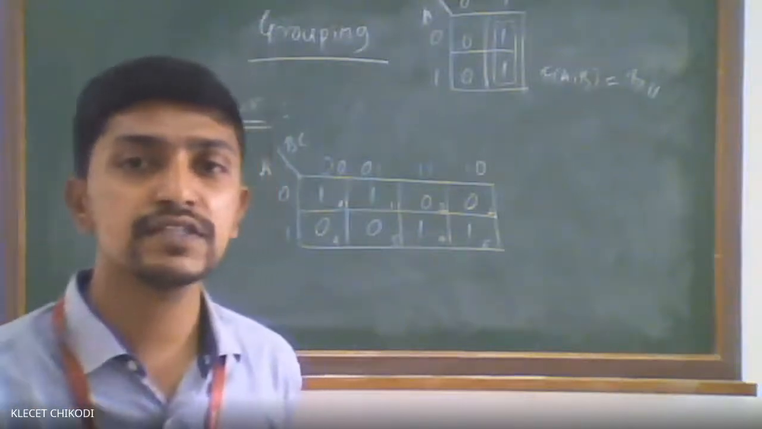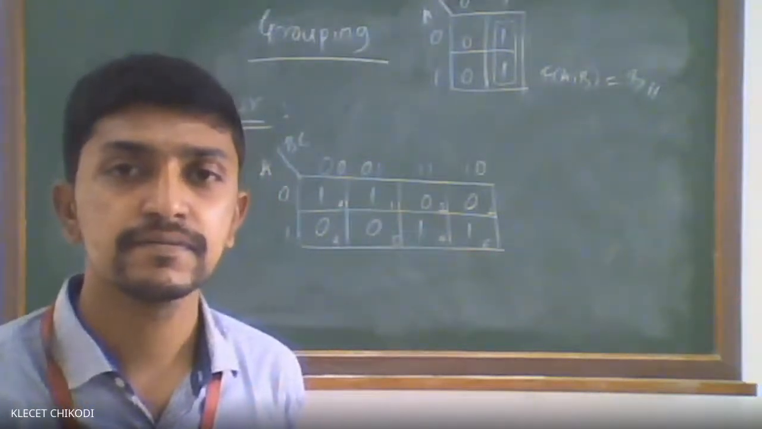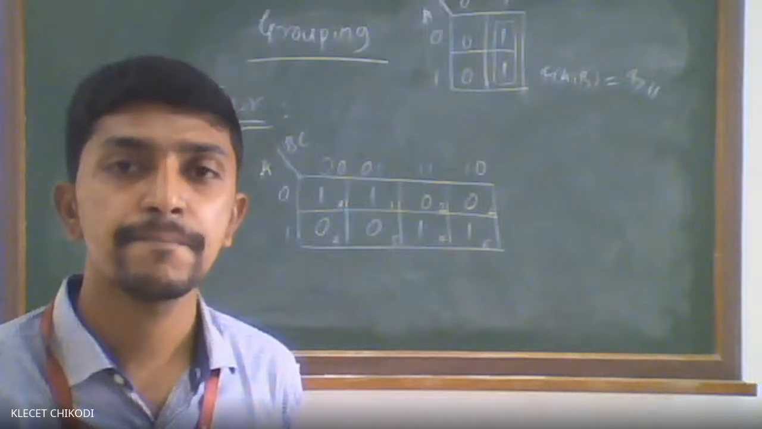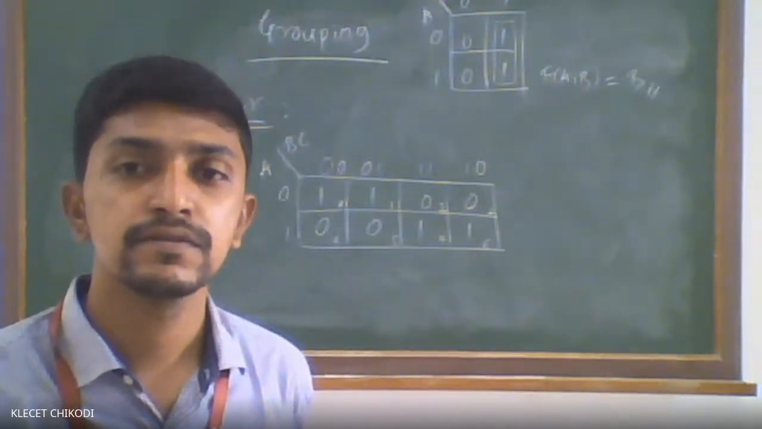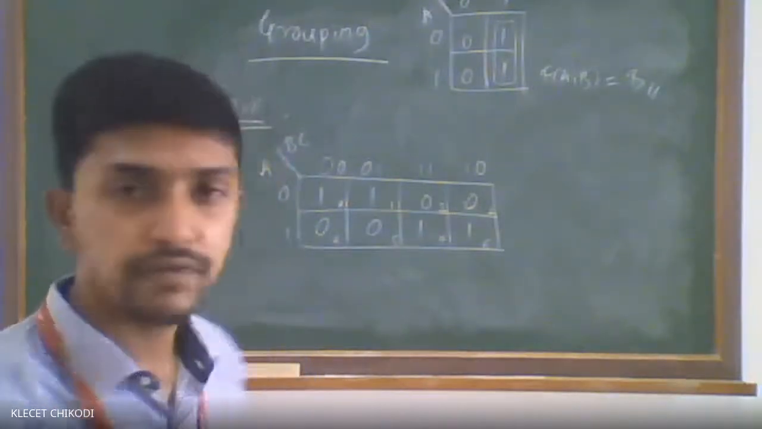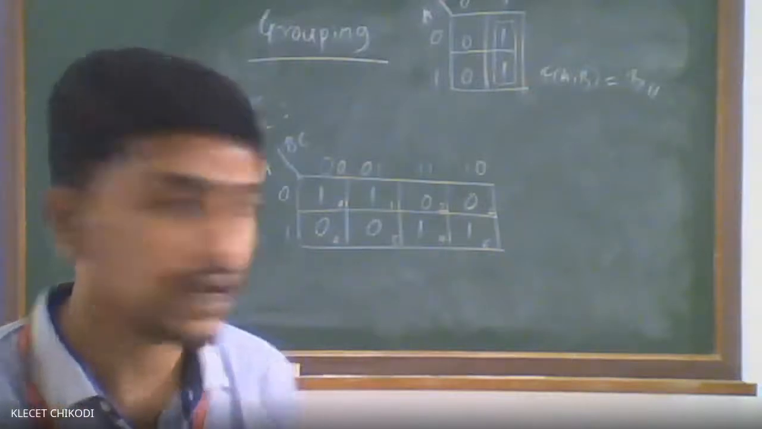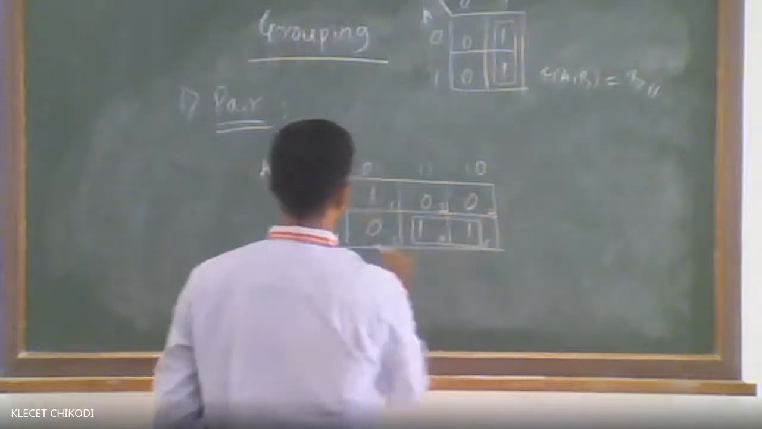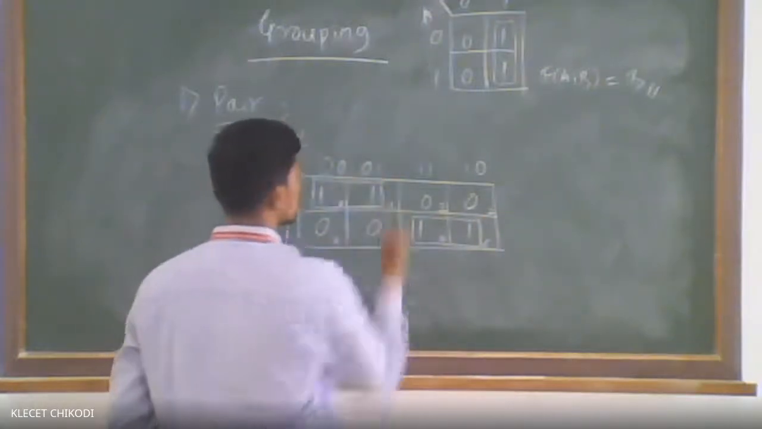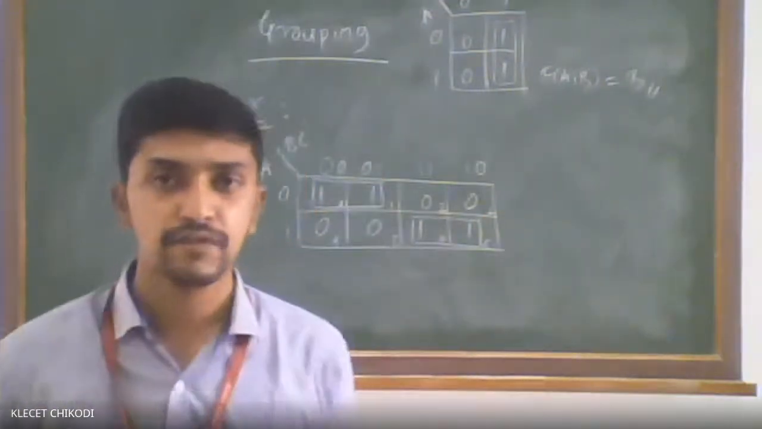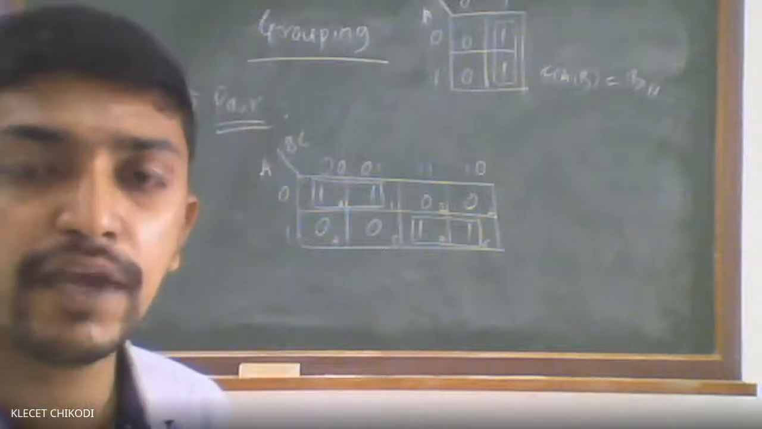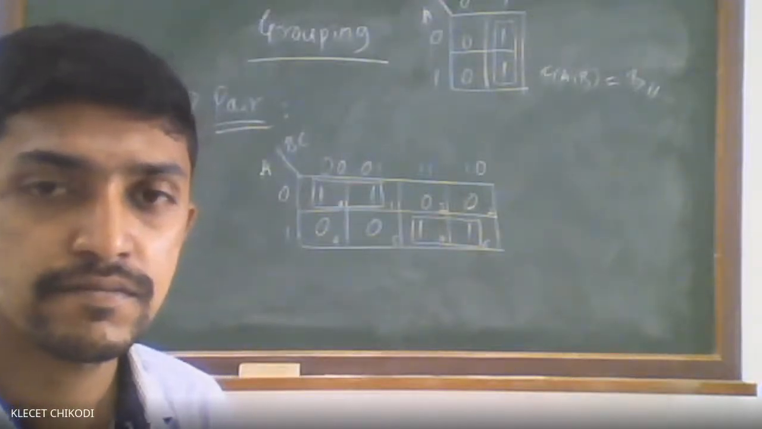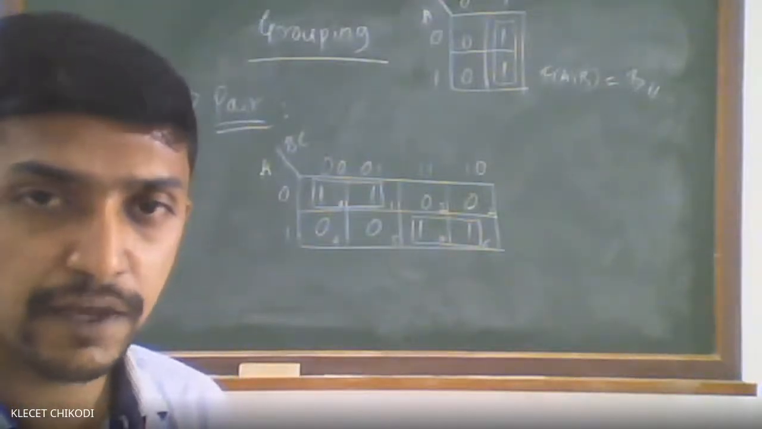Which cell numbers do I have to pair here? Zero and 1. Fine. And 6 and 7. Okay. This is one pair. This is another pair. Fine. So that is correct. Any other pair possible?